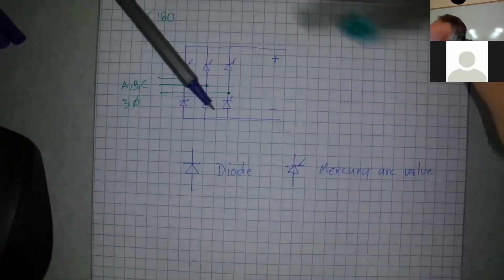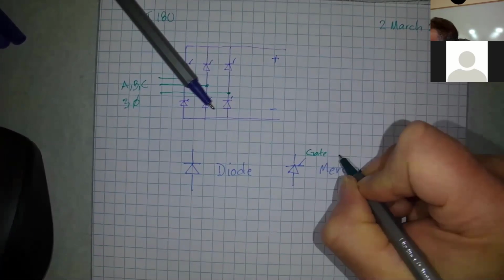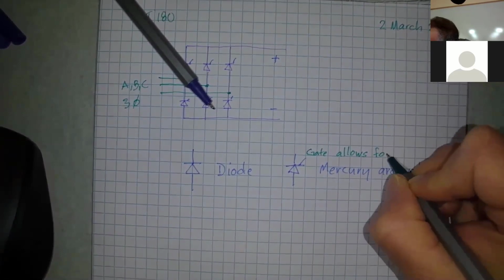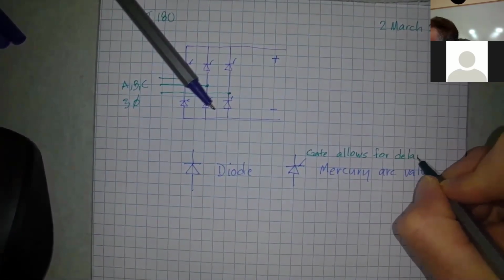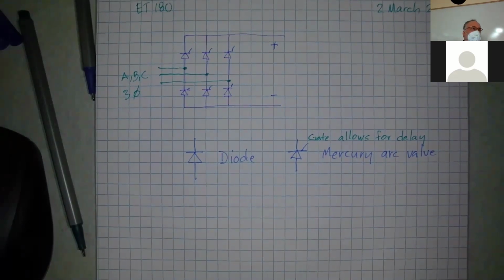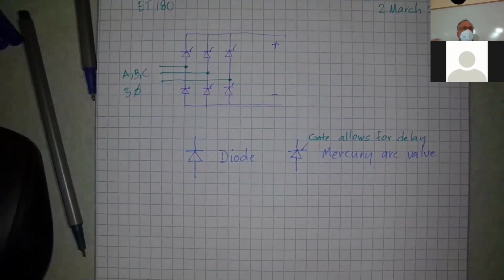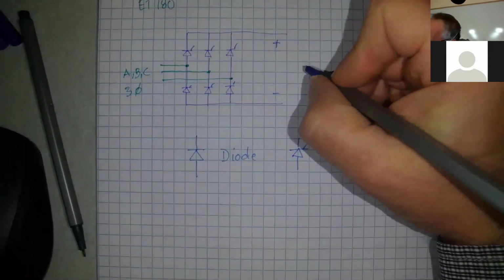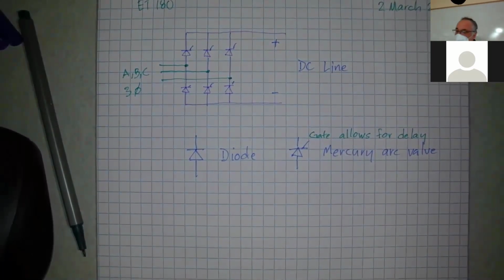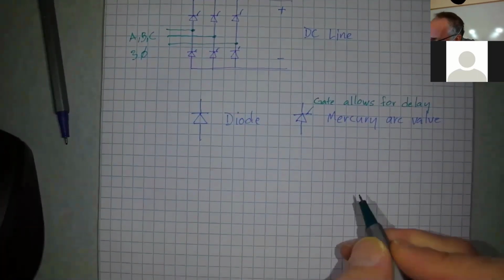So this gate. So when a diode has a positive voltage across it, what happens to the diode? It turns on, right? With the mercury arc valve, we can control when that diode turned on. Okay? What's the point of a diode? What does it do? What does a diode do?